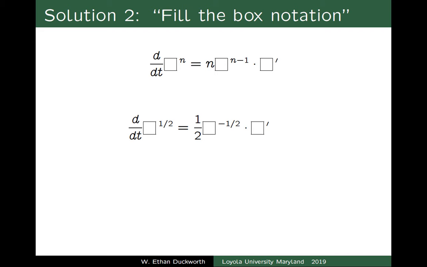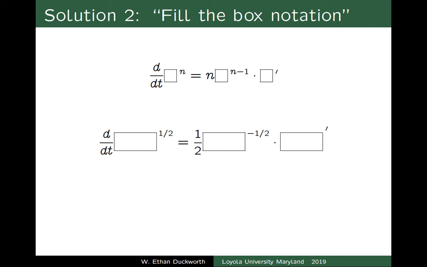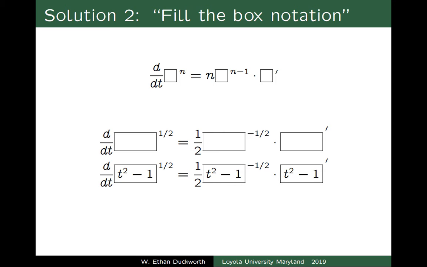And we're going to fill that with a longer formula. So let me start by rewriting it where the box is bigger. So now I have room to write something inside that. I'm going to write inside of each box t squared minus 1. So what that says is the derivative of t squared minus 1 to the 1/2, that's on the left, equals 1/2 times t squared minus 1 to the negative 1/2 times, and then I still have one more derivative left to take, the derivative of that last box, the derivative of t squared minus 1.